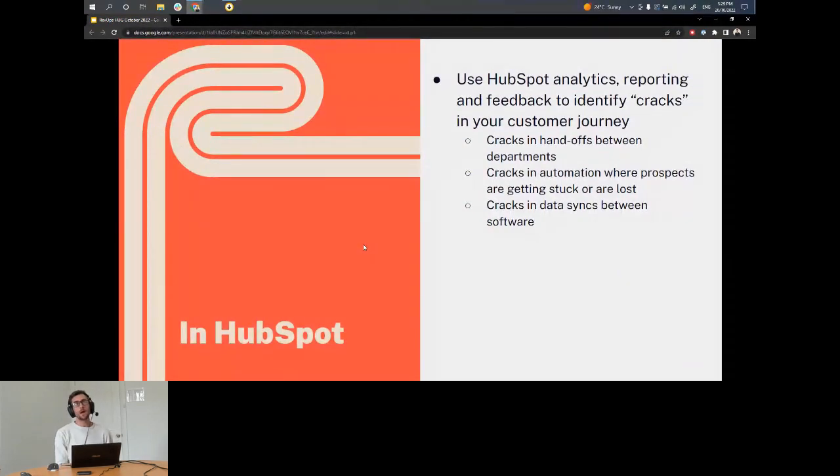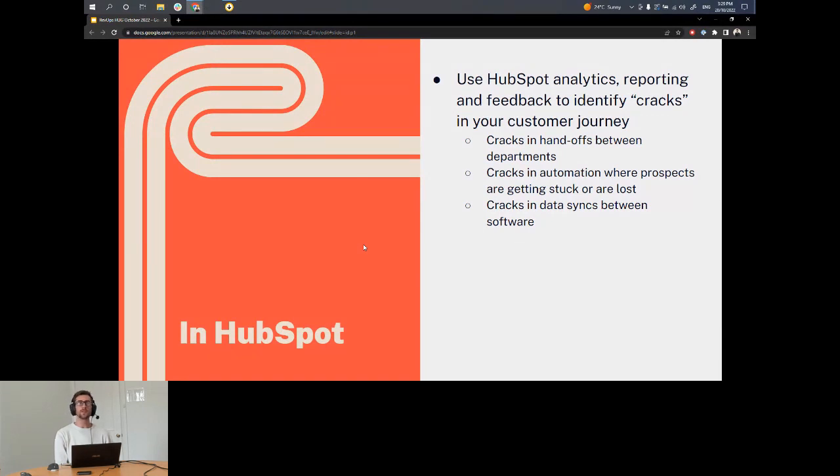In HubSpot, to do that, there's plenty that you can use. You can use pre-built analytics, custom reporting, and feedback surveys to identify cracks in your customer journey. Is there a roadblock during handoff between two departments? Are prospects getting stuck or lost at certain points more than others?